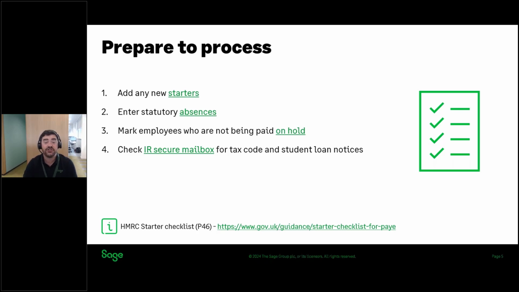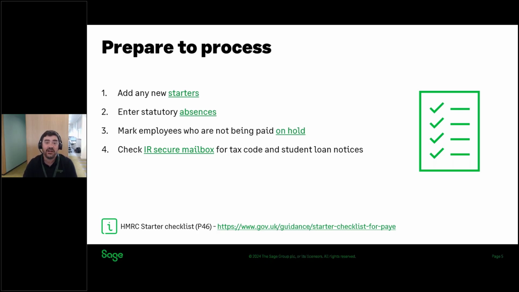Step 3 is to mark any employees who are not being paid on hold. So we are referring to perhaps casual employees that don't work all the year round, who are still on your payroll and haven't left the business. And by marking them on hold, it just ensures that you don't accidentally include them in a pay run where they're not being paid.